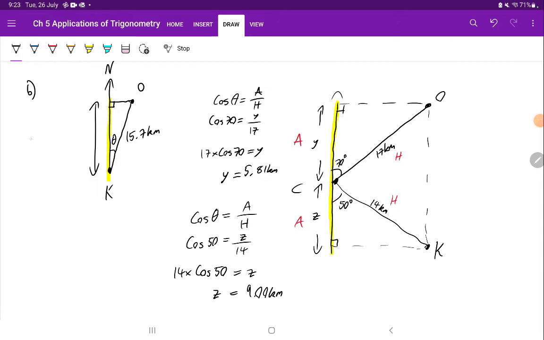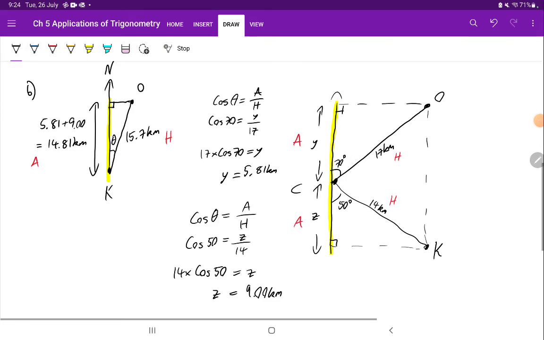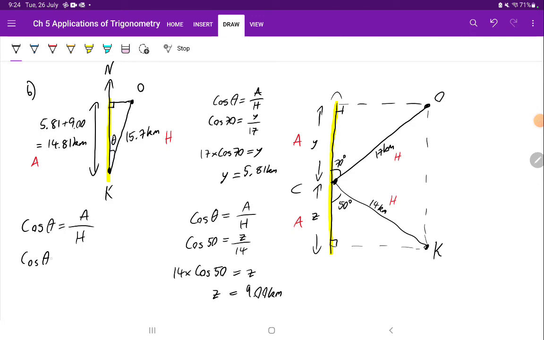So we now know the total distance from here to here, which is just Y plus Z, which is 5.81 plus 9.00 equals 14.81 kilometers. And we now have enough information to find this angle. So let's label everything. According to this angle, this would be the hypotenuse, and this would also be the adjacent, so we're going to be using cos again. So we get cos of theta is equal to A over H. Cos of theta is equal to 14.81 over 15.7.